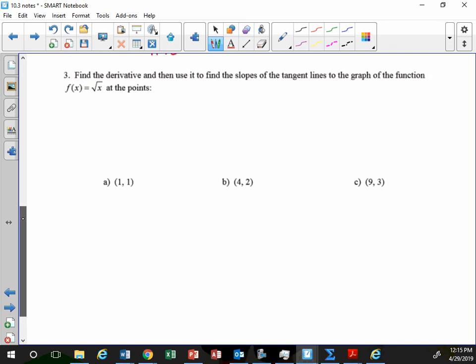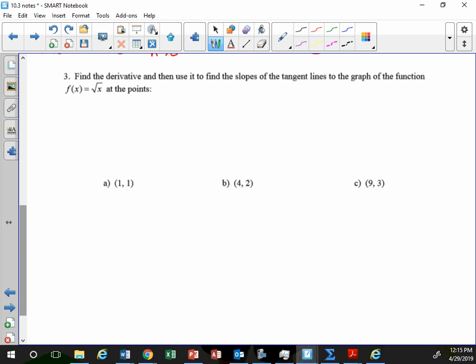So now I'm asking you to find the derivative specifically, and then use it to find the slopes of the tangent lines at these given points. So you're not going to do the derivative 3 different times with 3 different x values. You're going to find the general derivative, and then you can plug in the x values to that. Okay?